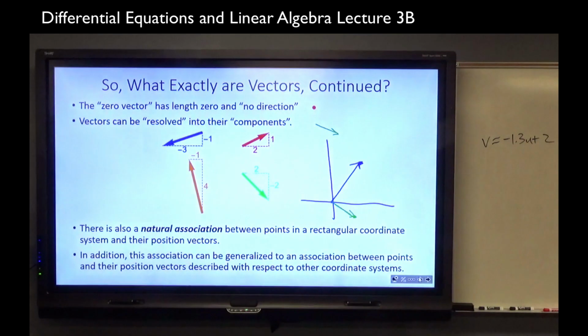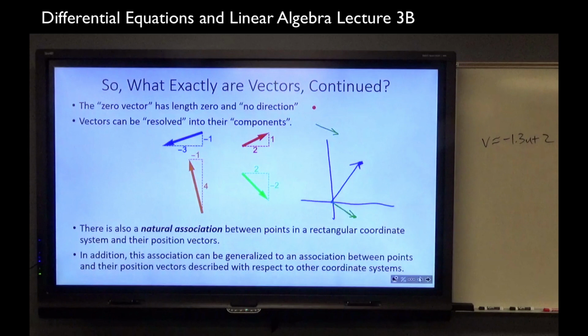In addition, this association can be generalized to an association between points and their position vectors described with respect to other coordinate systems like skew coordinates. But we won't get into that now, not for quite a while here.